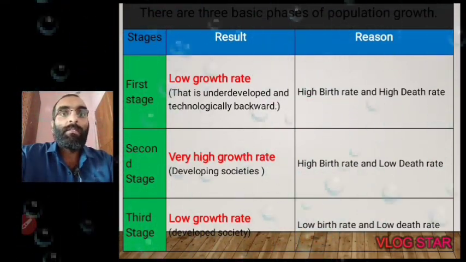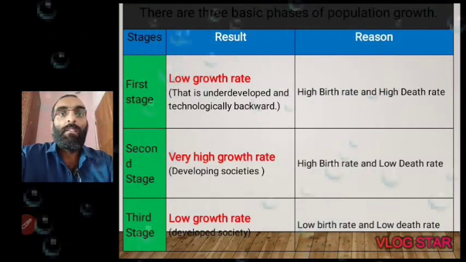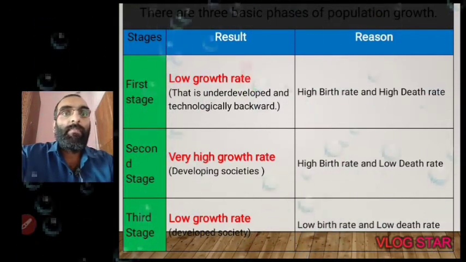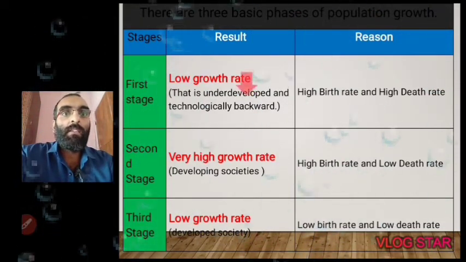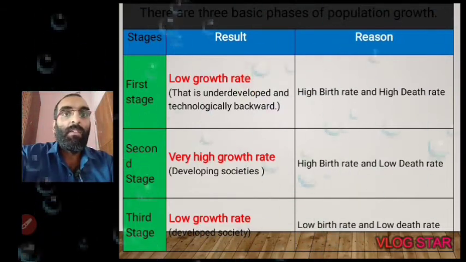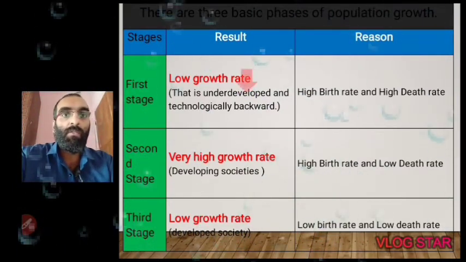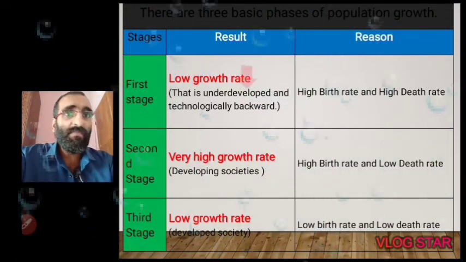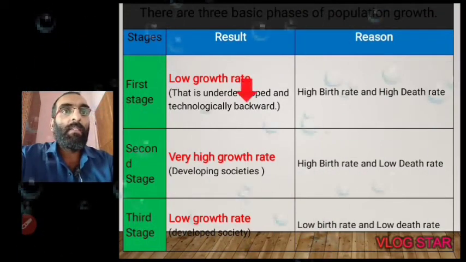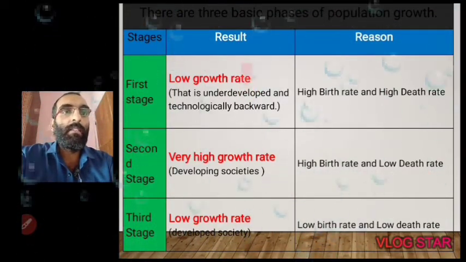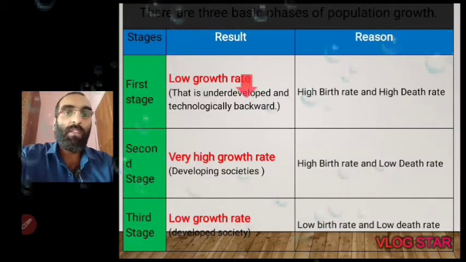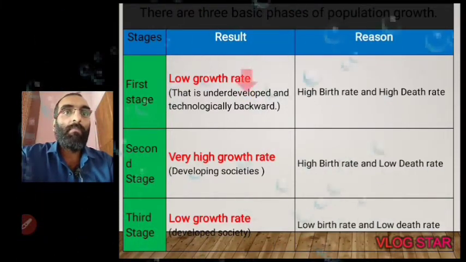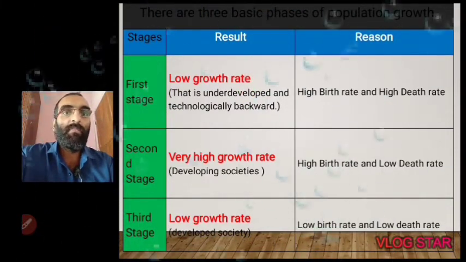So, three stages. In the first stage, there is a low growth rate, in underdeveloped and technologically backward countries. Low growth rate means a low population growth rate, because in an underdeveloped country there is a high birth rate and a high death rate. That is the reason low growth is happening in technologically backward and underdeveloped countries. That is the first stage.